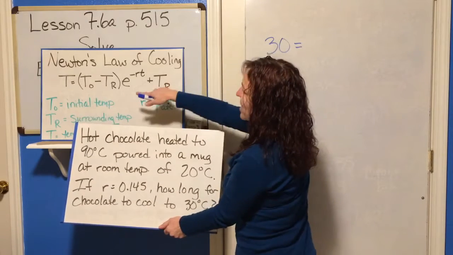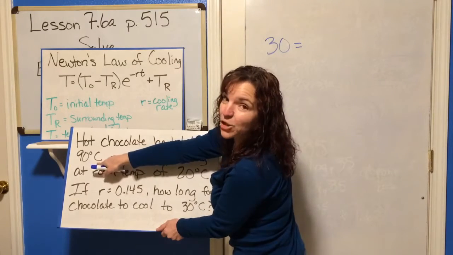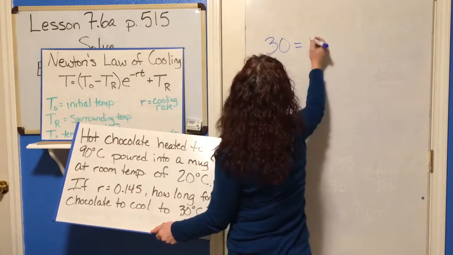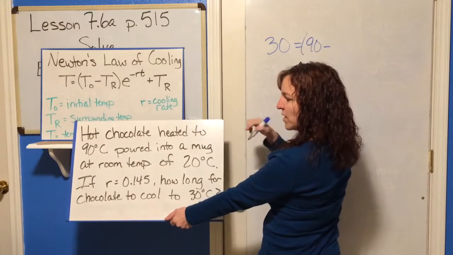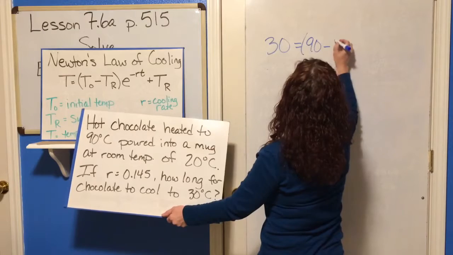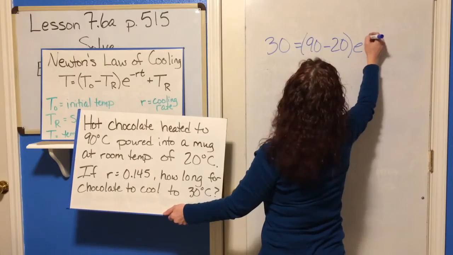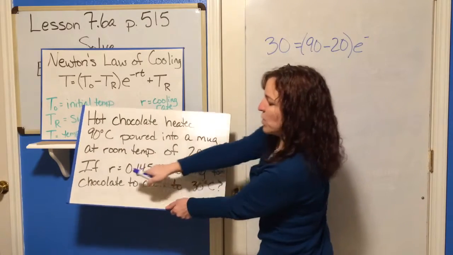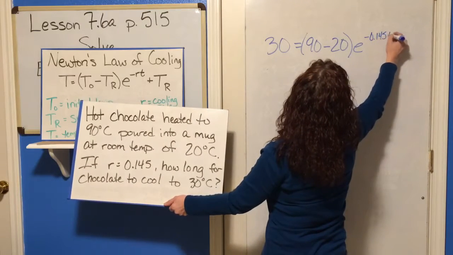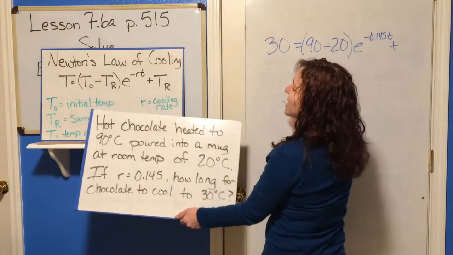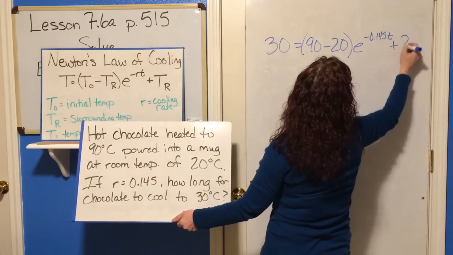30 equals the initial temperature, where it started. We heated it up to 90 degrees, and so that's where it starts before it starts cooling. So we're going to have 90 minus the surrounding temperature. We said that it's at room temperature of 20 degrees, so there's the 20 there. And then that is going to be multiplied by e to the negative r, the rate. They say r equals 0.145. T is the part we don't know, so we leave it T, plus the surrounding temperature, which was 20. So 20 goes here.